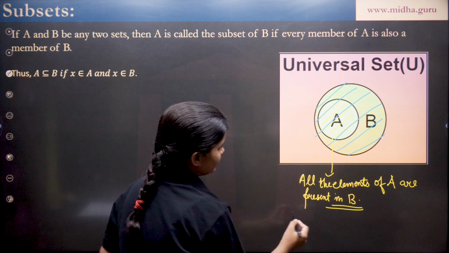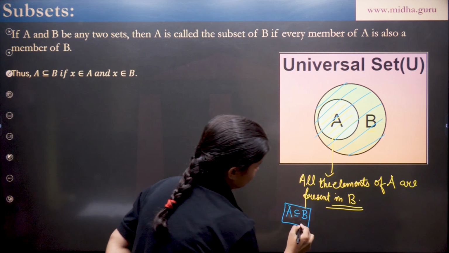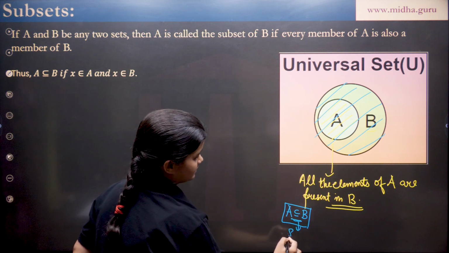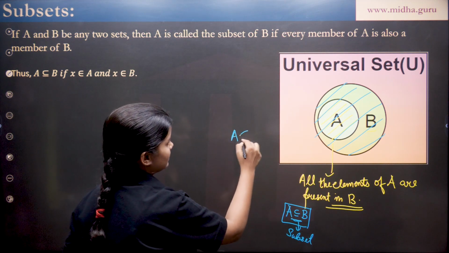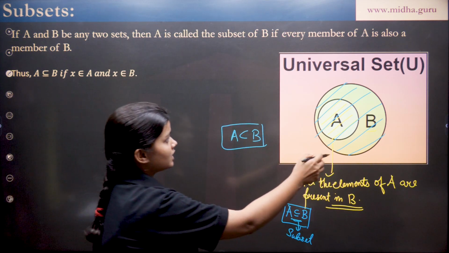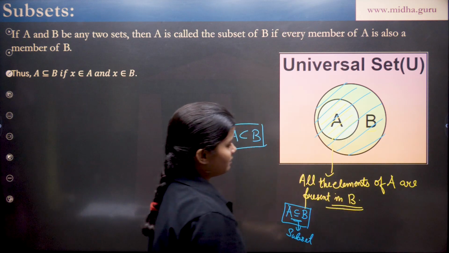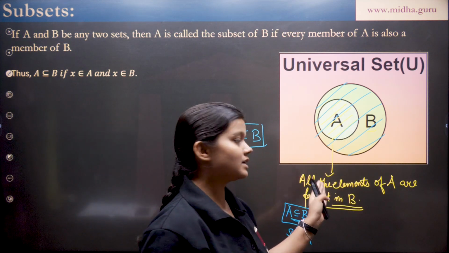So we can say that A is a subset of B. This sign is for subsets. Some books also write subset as A is subset of B. This is also correct. So here we can say that A is a subset of B, because all the elements of A are present in B.